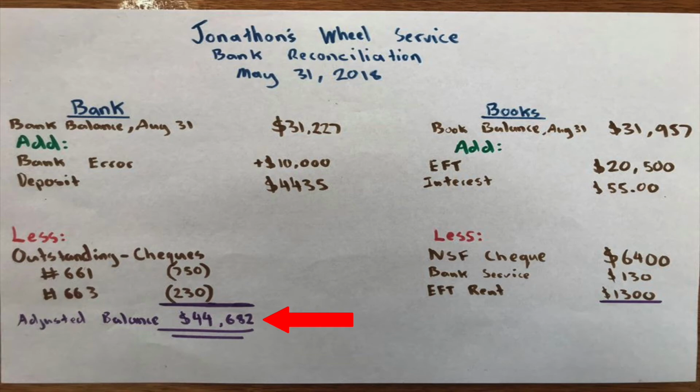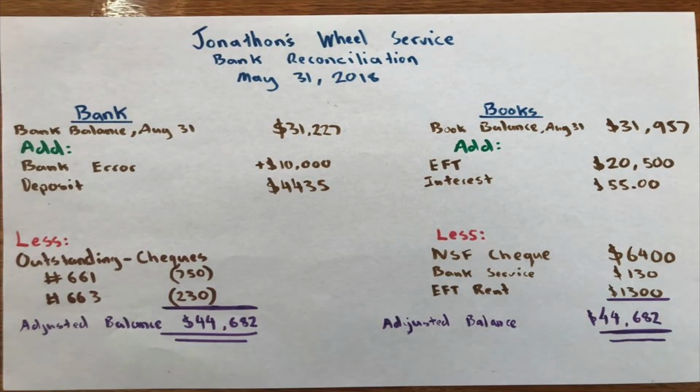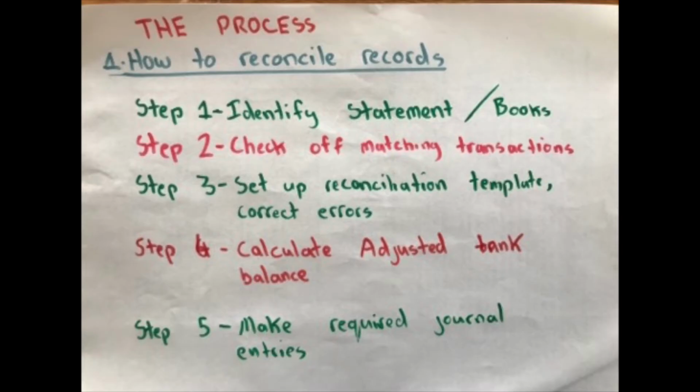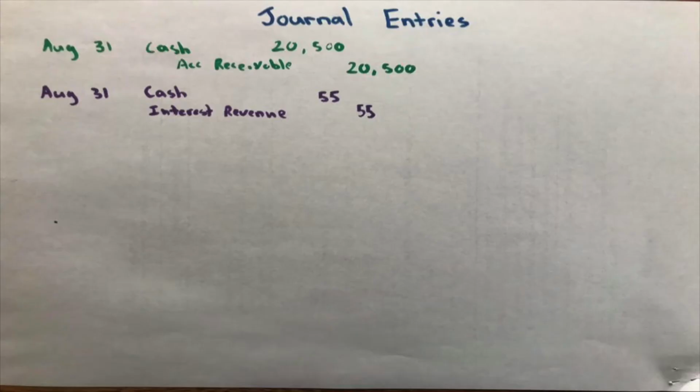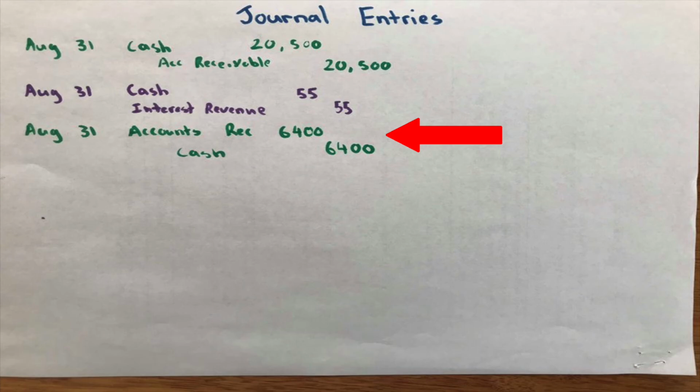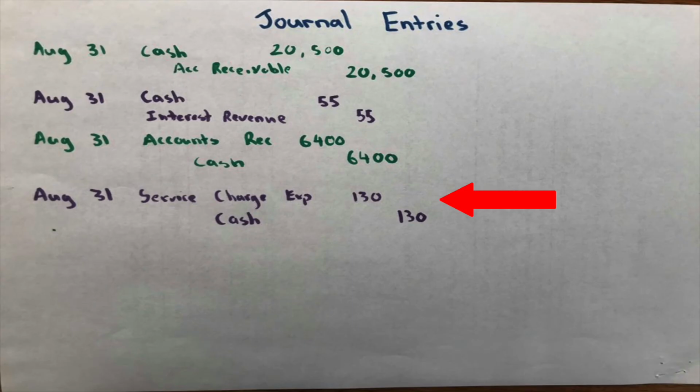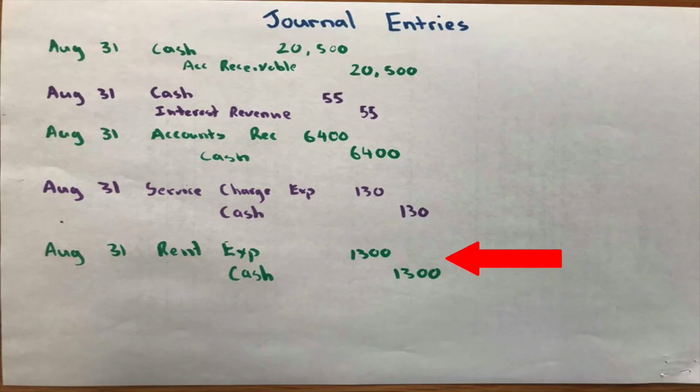Both sides equal $44,682. To conclude this process, we must make journal entries to the business books to account for the differences. Our first journal entry accounts for the EFT received. The second records the interest earned. The third records the NSF check. The fourth records the bank fees. And the fifth records the rent paid by EFT.